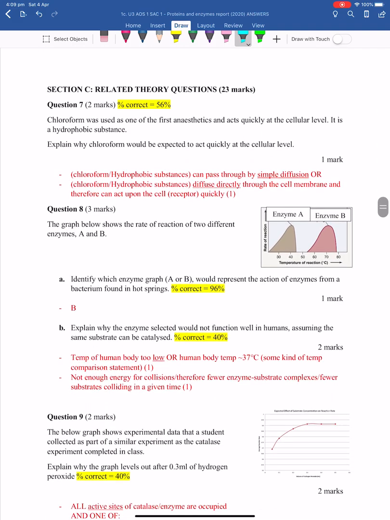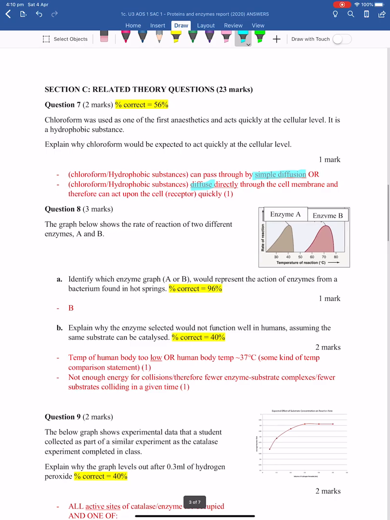Okay, going on to section C, here is our theory questions. What I was looking for at this first one, talking about chloroform, was I was looking for simple diffusion or something about the word diffusion. If it didn't have the word diffusion, I couldn't give you that mark.